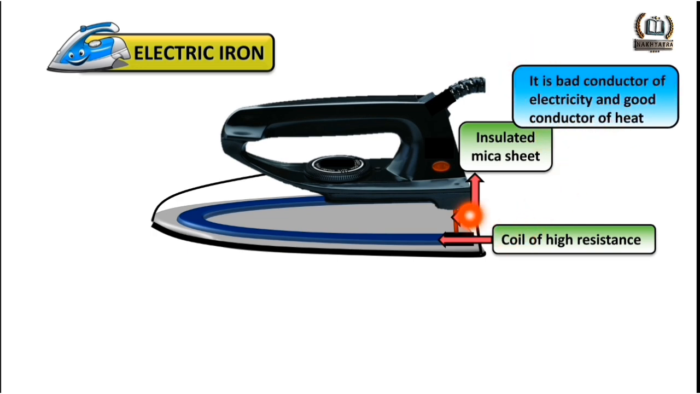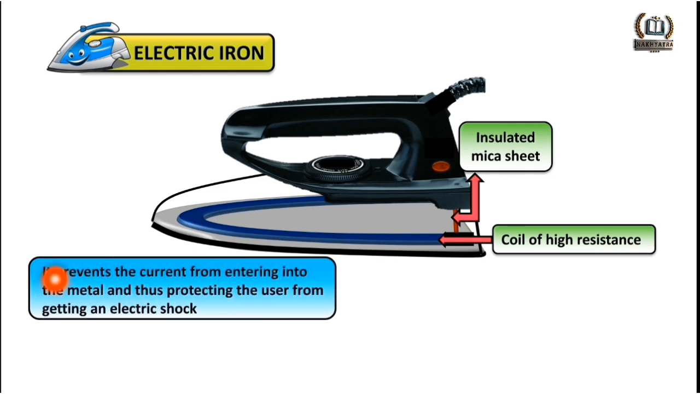So over the coil there is an insulated mica sheet cover. This mica sheet is a bad conductor of electricity, that means electricity cannot pass through it, but it is a good conductor of heat. This insulated mica sheet prevents the current from entering into the metal, thus protecting the user from getting an electric shock. We know that metal is a good conductor of electricity, so without the insulated mica sheet, current would flow and the user would get an electric shock. So this insulated mica sheet just protects the user from getting an electric shock.